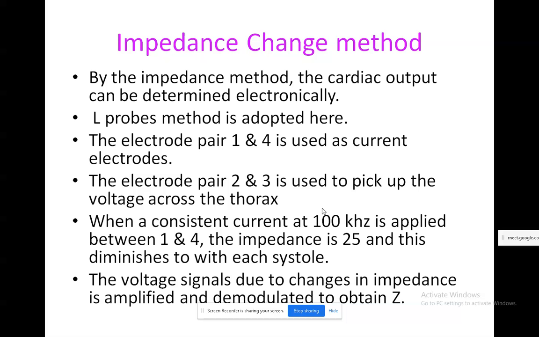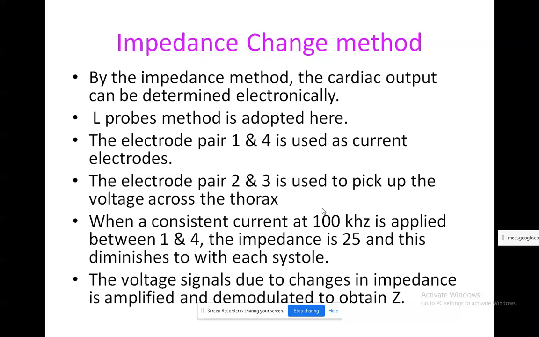So here we are going to use the electronic method, that is electrode pairs will be used. 1, 2, 3, 4. Four electrodes are used. Two pairs of electrodes. That is 1 and 4 will act as one pair, and then 2 and 3 will act as the another pair. Okay, two pairs of electrodes but four electrodes. And then the L probe method is going to be adopted here.